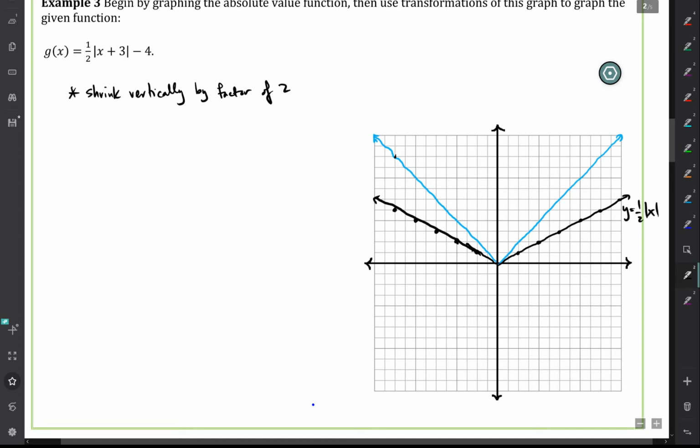And now we're going to shift left by 3 units. And then the -4 tells us that we should shift down by 4. Okay, so if I take this black graph, I want to shift everything to the left 3 units. So it's going to be centered there. And it's going to be a line of slope 1/2 to the right of that point. And it's going to be a line with slope -1/2 to the left of that.